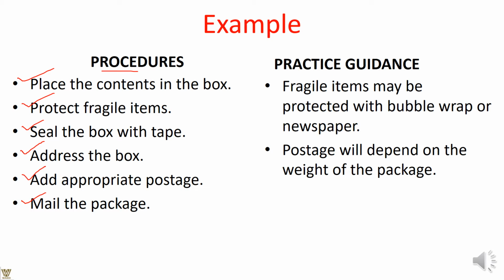But if this is the procedure, we need to discuss what is the practice guidance that I've been talking about being optional. Now, in practice guidance, the worker sees it's a fragile item. Now, this needs to be wrapped in bubble wrap or newspaper. It is either air bubble wrap that you use, or newspaper. So this gives extra protection to the fragile item. Postage will depend on the weight of the package. Definitely, you cannot put in extra postage or less postage, because your courier is going to be sent to a different destination, and it will again be checked and reviewed.